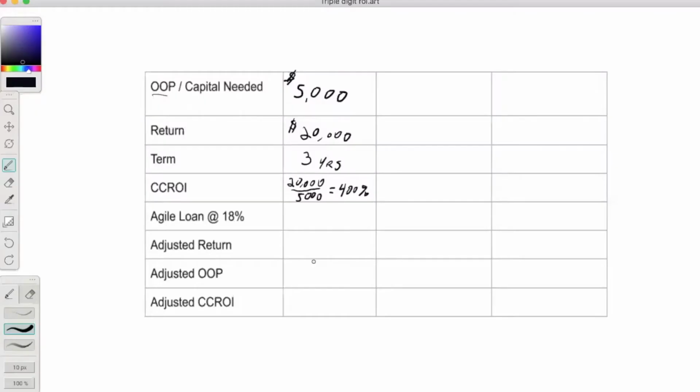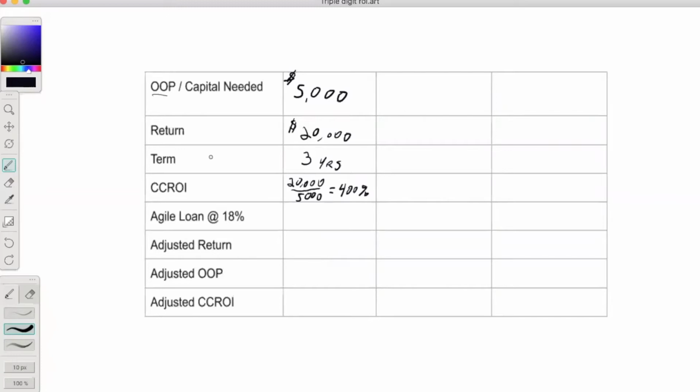An Agile loan is basically a way that you can borrow money from investing partners who will give you the money that you need on particular real estate investing projects, and you might pay an interest rate of, let's say, 18%. Now, some people say, wow, that's a high interest rate, but it's not when you look at it as far as growing your money.